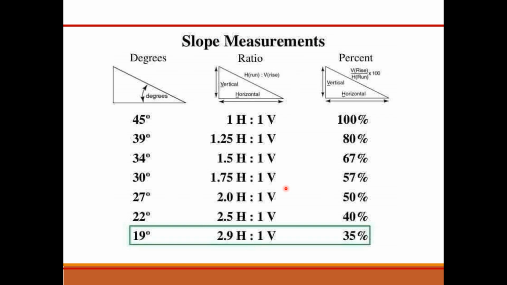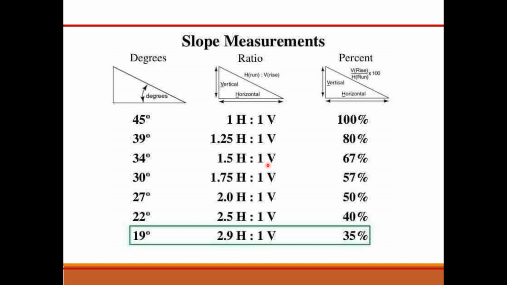This is the correlation between the slope angle, the slope ratio, and the percentage of slope. This is the value of theta in degrees. Theta is the angle of the slope. In the second figure, the vertical values are named as rise, V, and the horizontal values are termed as run, H. In the third figure, it is the percentage of the ratio of vertical to horizontal.